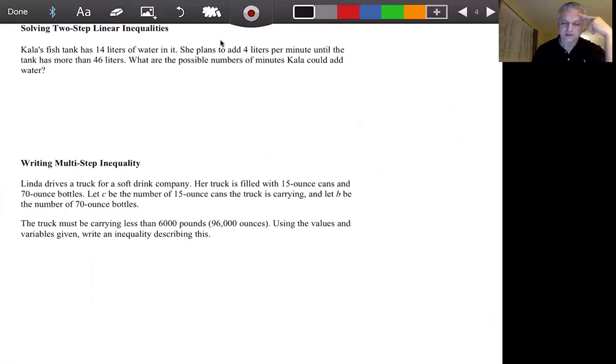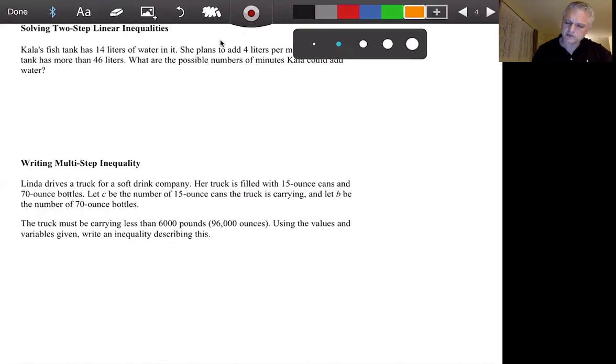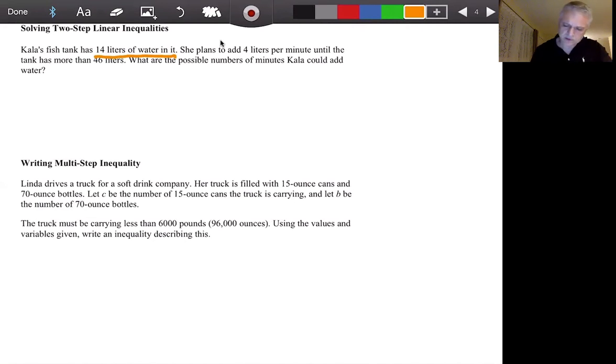Okay. Now let's do a couple of word problems. Kayla's fish tank has 14 liters of water in it. Okay, so I'm going to underline some important things. So it has 14 liters of water in it at the beginning. She plans to add 4 liters per minute.